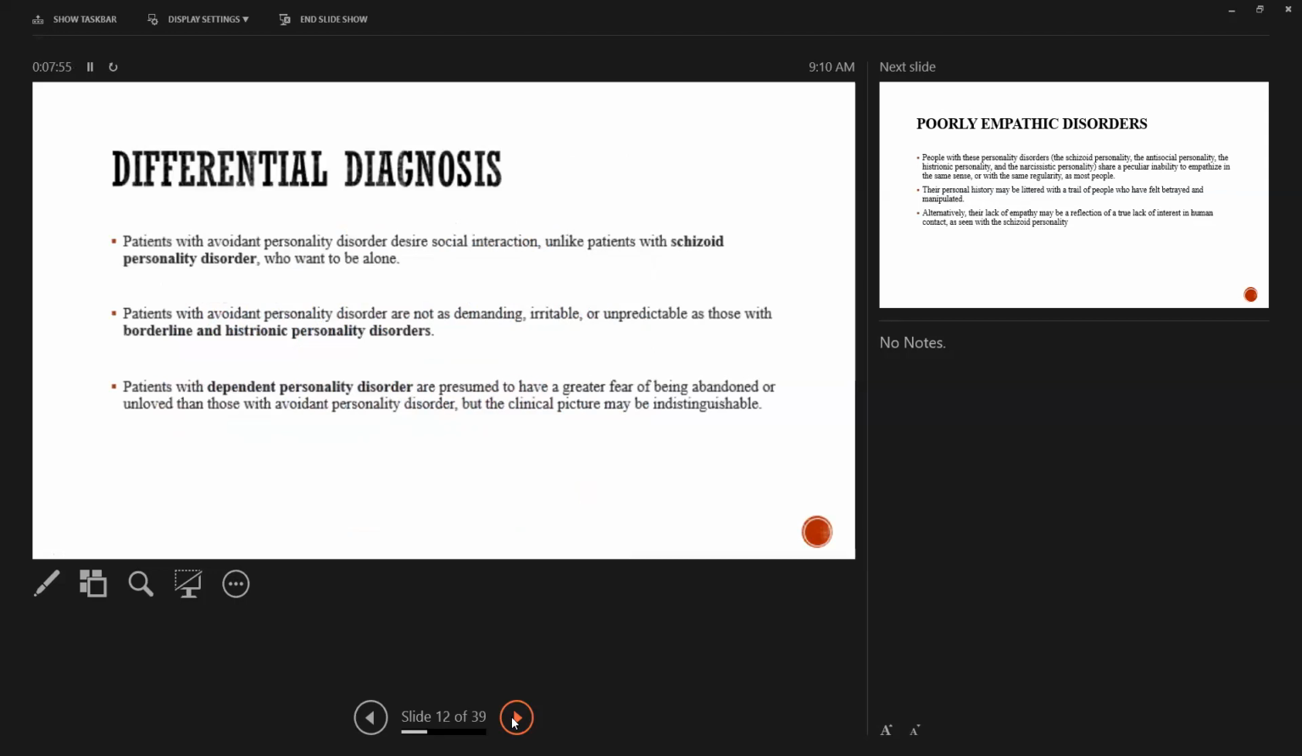So to differentiate this patient from a patient with schizoid personality disorder, we should remember that a patient with avoidant personality disorder desires social interaction, but is unable to engage in it. And he or she will also not be as demanding, irritable, or unpredictable as patients with borderline or histrionic personality. With patients with dependent personality disorder, they have a greater fear of being abandoned or unloved than those with avoidant personality disorder. But usually in clinical settings, it is difficult to distinguish between the two.